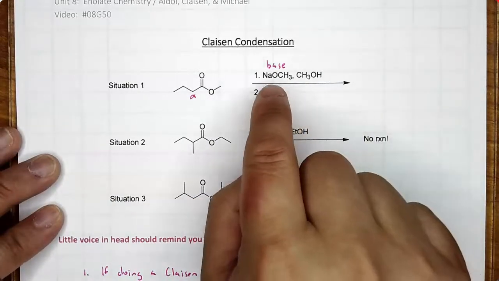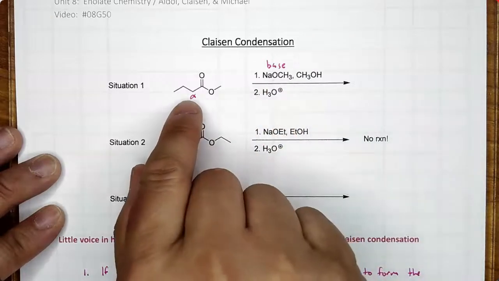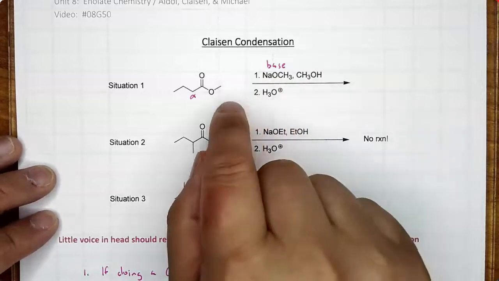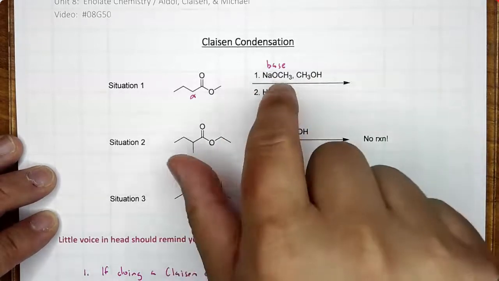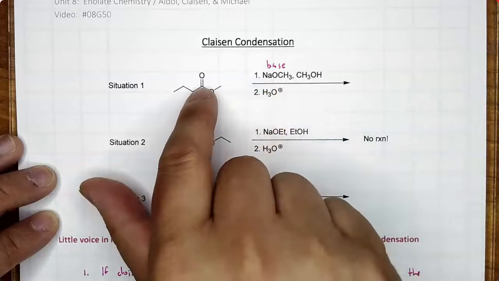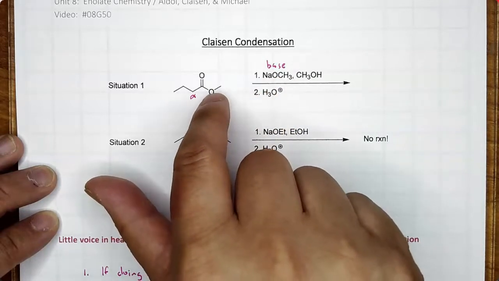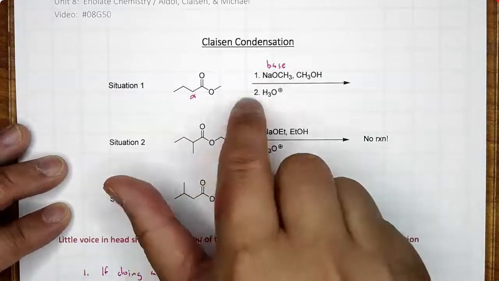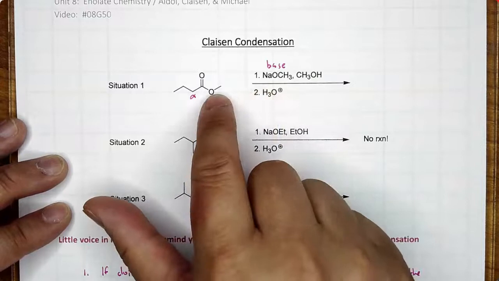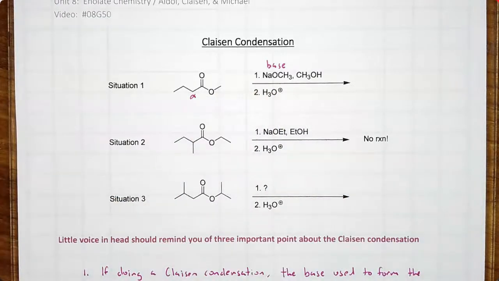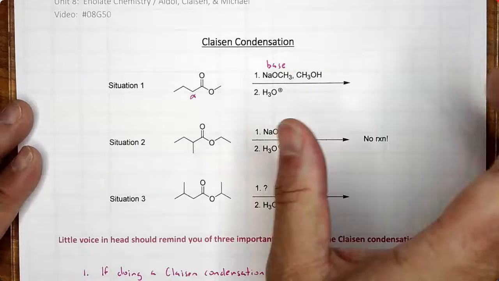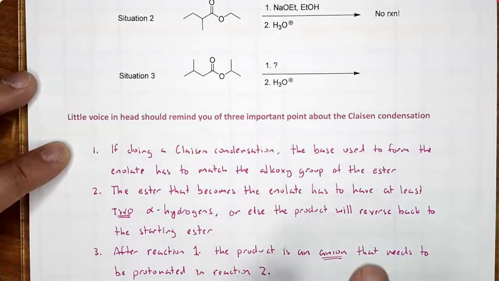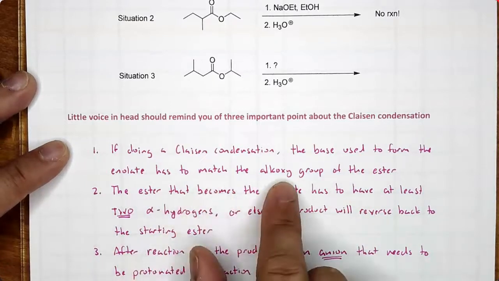That's because, true, the base will deprotonate the alpha carbon, but also there might be transesterification. But you notice that if this OCH3- attacks the carbonyl, ultimately kicking out this OCH3, you don't notice that. It's the same group. So even if there is exchange of the base with the alkoxy group, just like in transesterification, it doesn't matter. You still have the same ester. That's number 1. The base used has to match the alkoxy group.